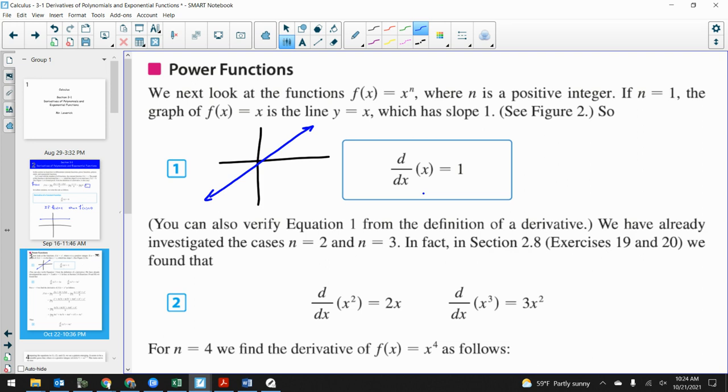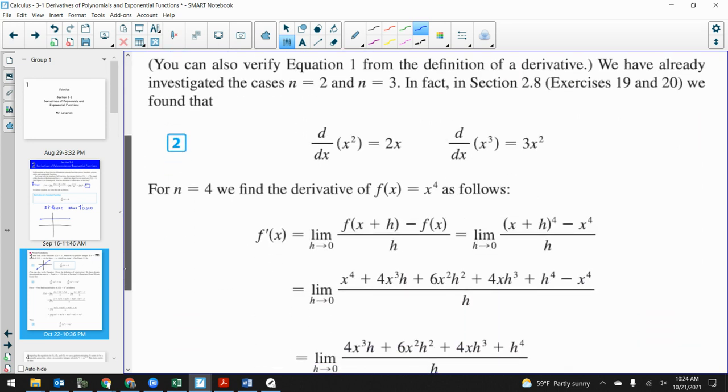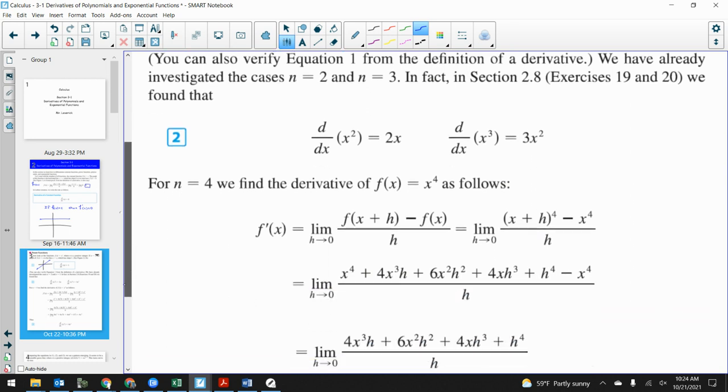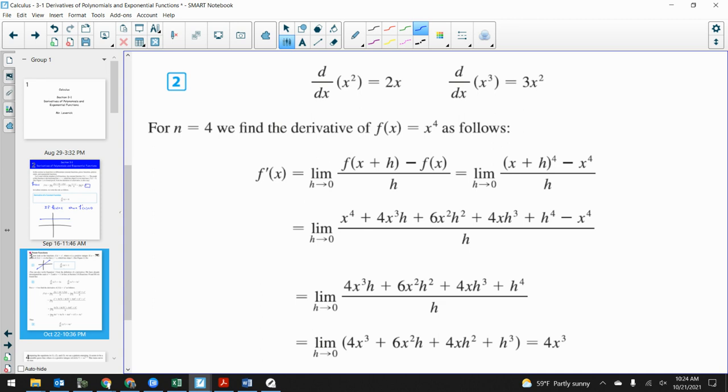Does that pattern happen here as well? X to the third, 3 goes in front, decrease the power by 1: 3x squared. For n equals 4, I'm just showing you what it would look like using the definition of a derivative, the f of x plus h minus f of x all over h. Look at all this hard work that you can just skip. What do you think is going to happen to x to the fourth? 4 gets brought out front, knock the power down by 1.